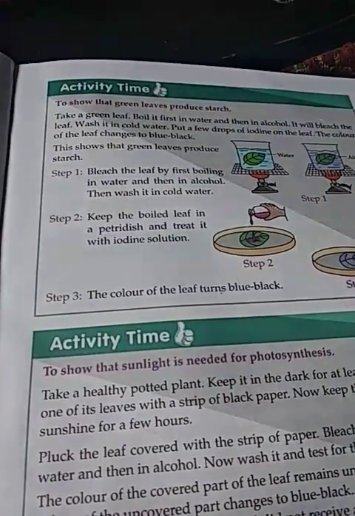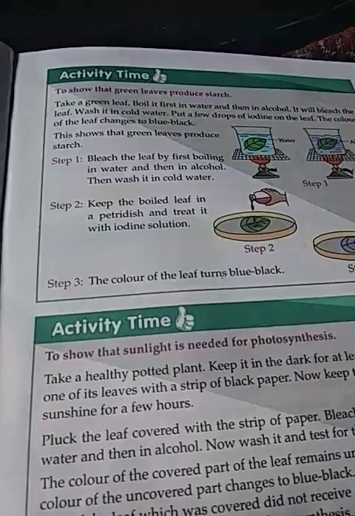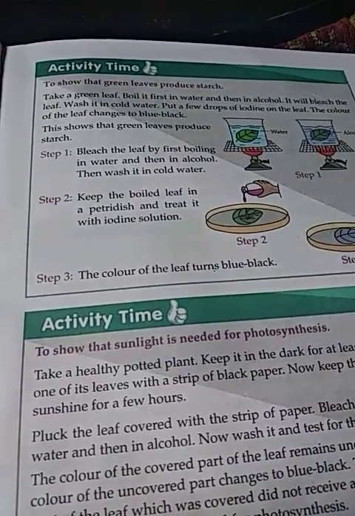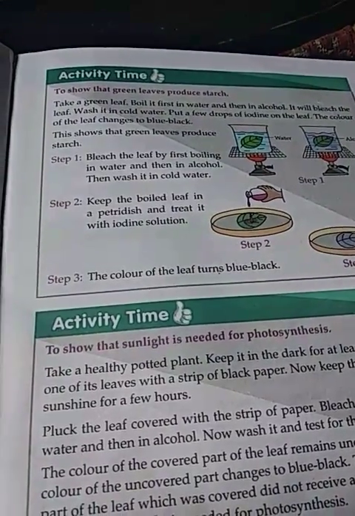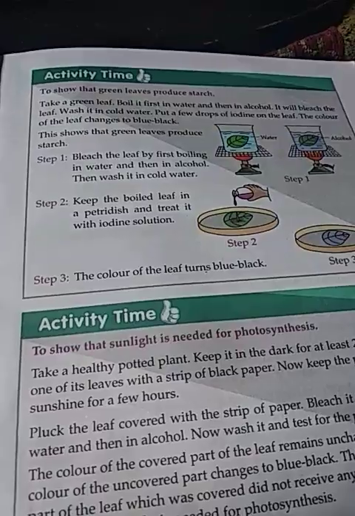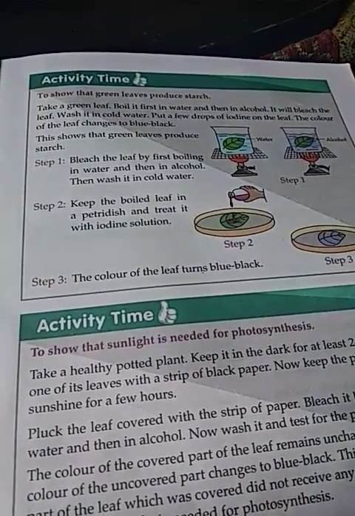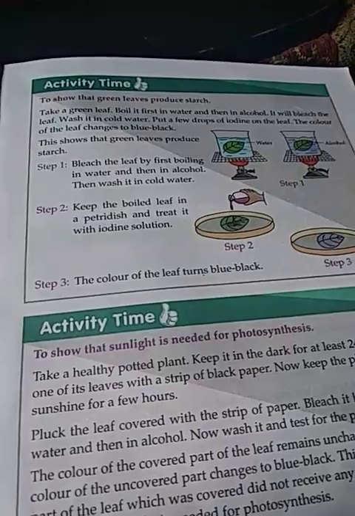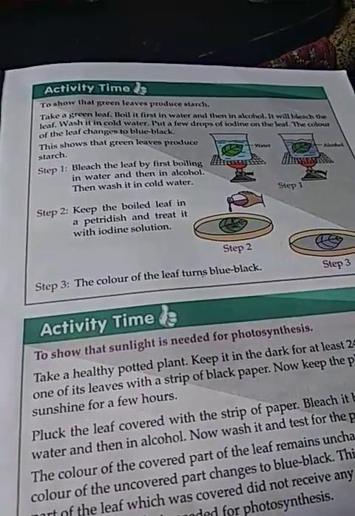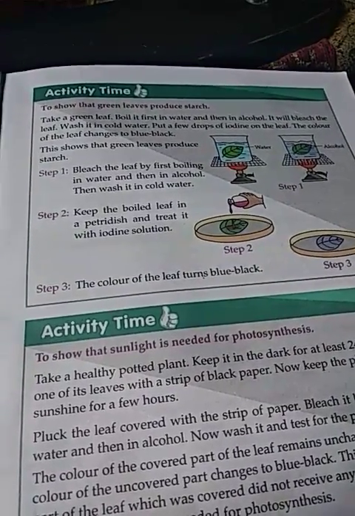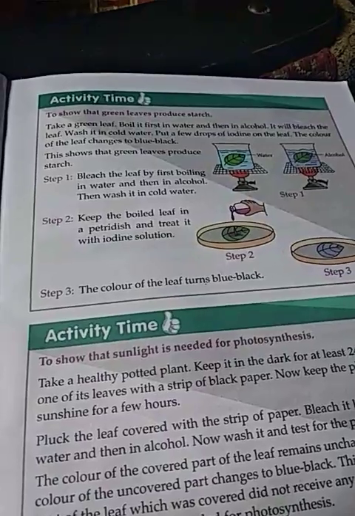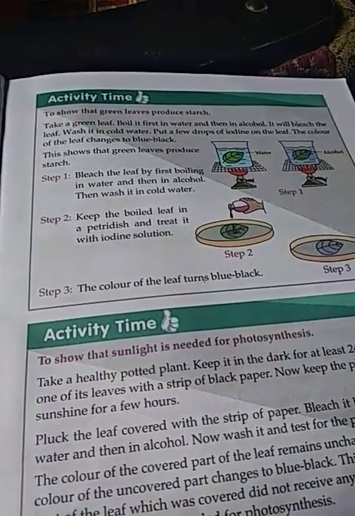The first activity is to show that green leaves produce starch. Now what we will do is take a green leaf and boil it. We will boil it two times. First we will boil it in water, and then we will boil it in alcohol.